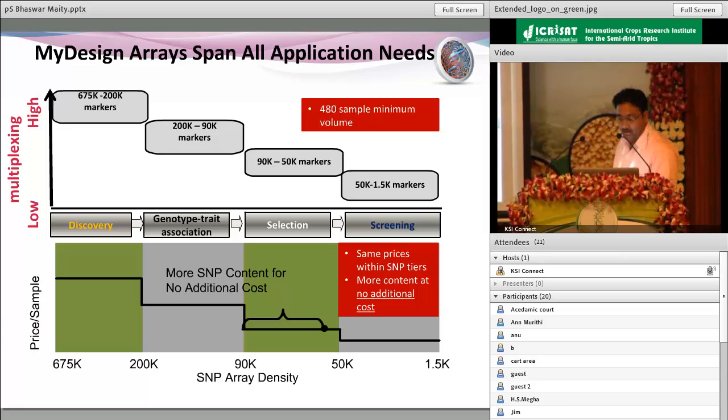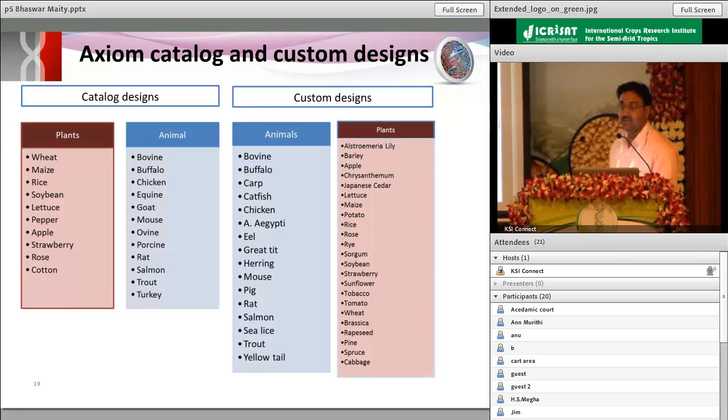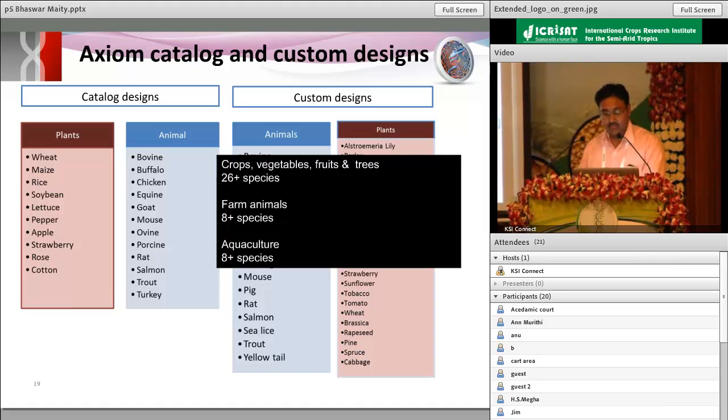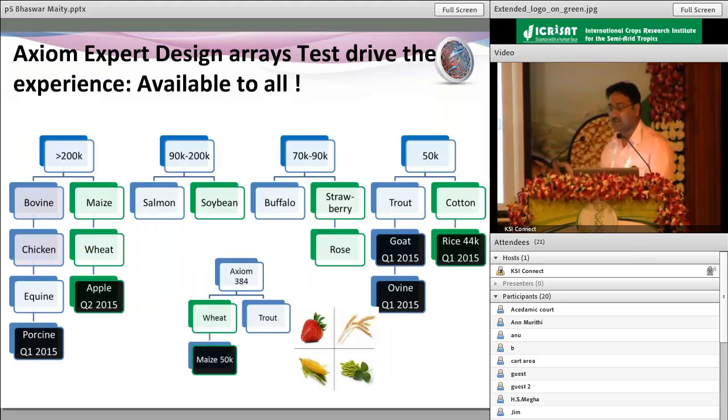These are the catalog arrays and the custom-designed arrays which use Axiom technology from Affymetrix, and this is only a representative list. There are multiple other things to add. There are more than 26 crop, vegetable and fruit species, more than 8 animal species, and more than 8 aquaculture species. This is again another representation. The green ones are the plant arrays and the blue ones are the animal arrays, developed by Affymetrix in conjunction with the customers themselves.